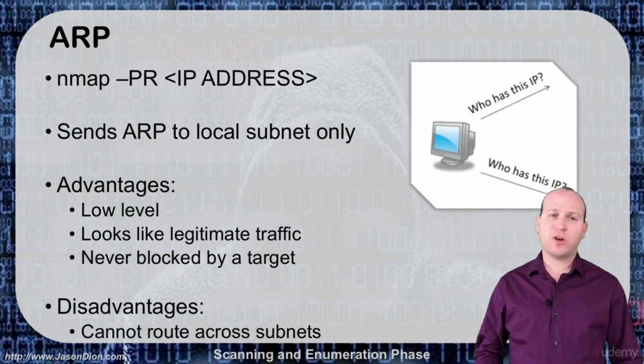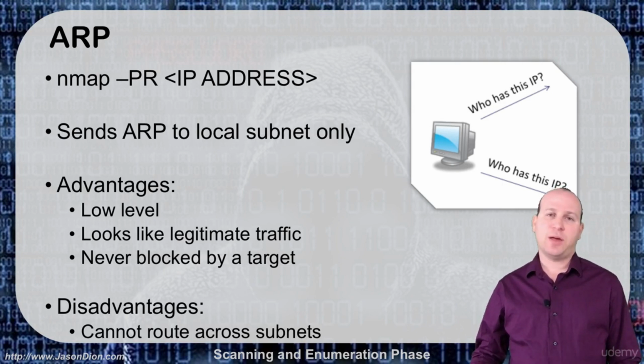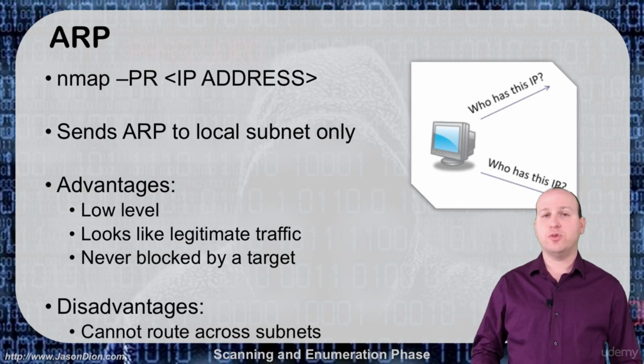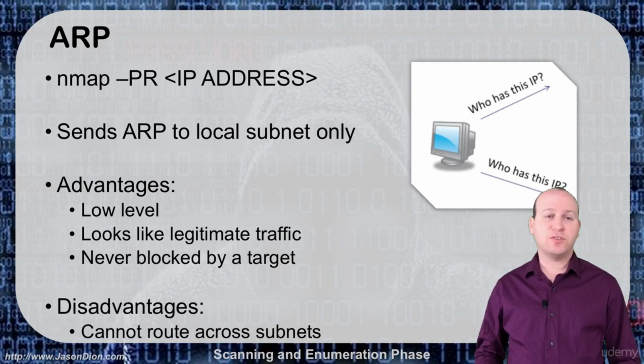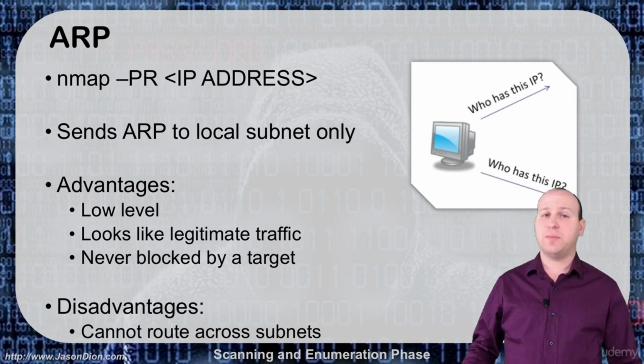So the first one we want to talk about is ARP scanning. Now, when you use this with Nmap, the command is nmap -PR and then the IP address. And this will do the scanning using ARP. There's a lot of advantages to this. It's low level, it looks like legitimate traffic, and it's never going to be blocked by a target because you physically have to have ARP enabled for your networks to run. Essentially what ARP does is it's the Address Resolution Protocol. It's what translates MAC addresses into IPs and IPs into MAC addresses.